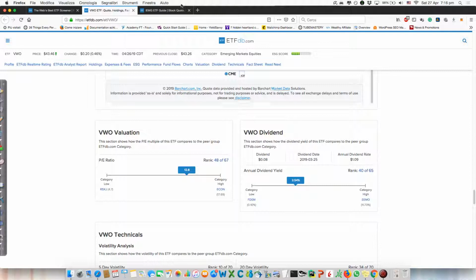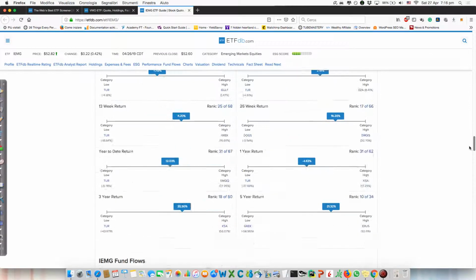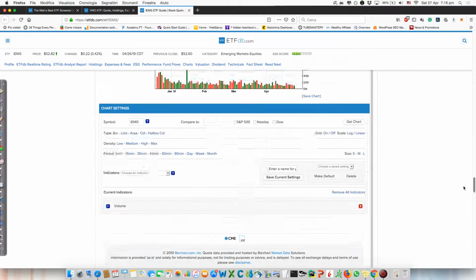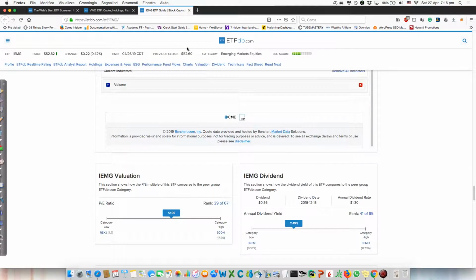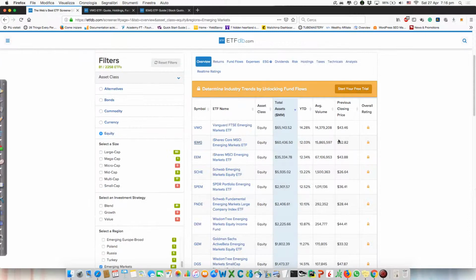Okay, VWO is giving us 254. This guy is giving us 249. So with VWO, we also have more dividends. So I would say in this case again, the winner seems to be the VWO. So basically that's the idea of how to use this website to choose your ETFs.